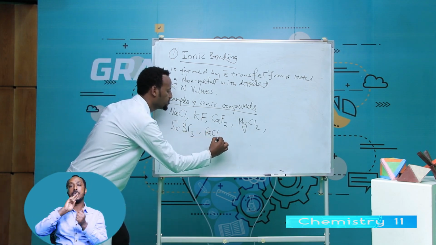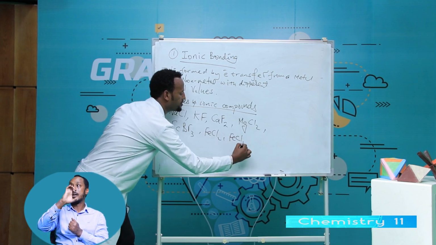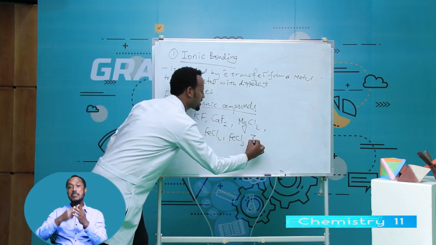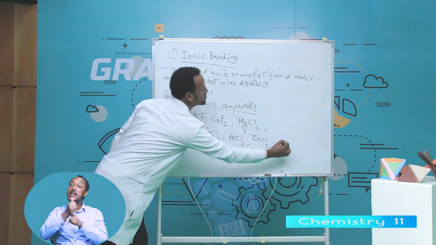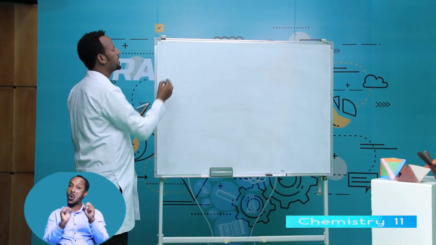Iron, FeCl2. Iron, FeCl3. Ionic compounds. Zinc chloride, ionic compound, and so on. Okay, properties of ionic compounds.